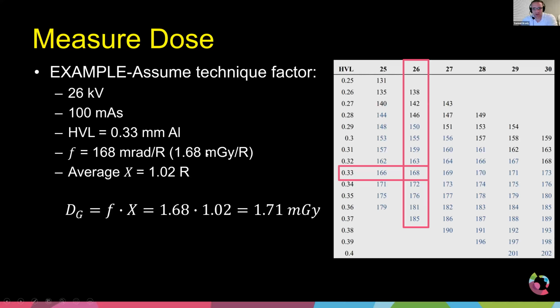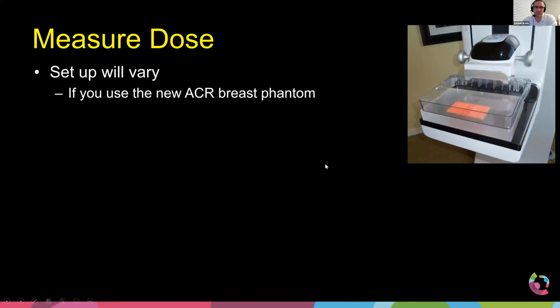and you know that 26 kV here is the correction value, F. It's 168 millirads per R, which is equivalent to 1.68 milligrays per R, or Roentgens. We've made our measurement using the ion chamber, so we know that it produced 1.02 Roentgens. So we multiply these two together. Our estimate for the mean glandular dose is 1.71. So D sub G is 1.71. So we measure using our ion chamber, and then based on our half value layer in kV, we look up a correction value. So it's pretty straightforward.